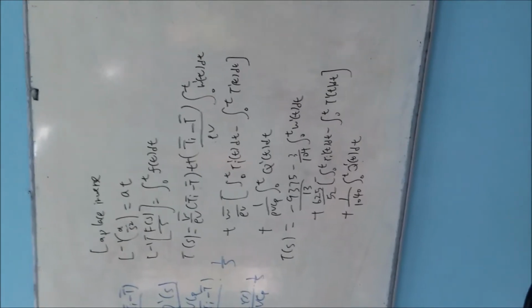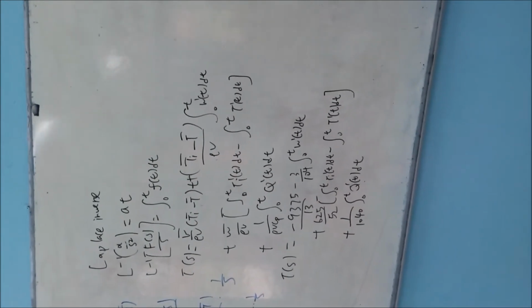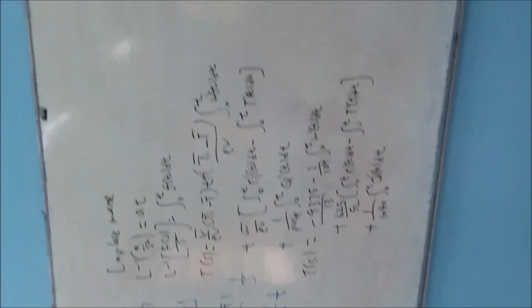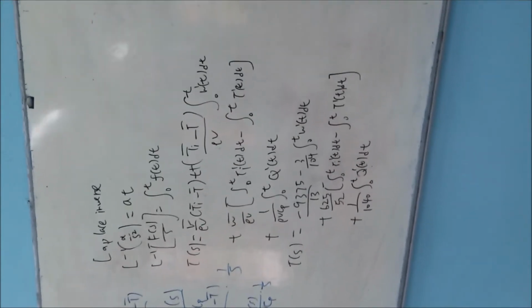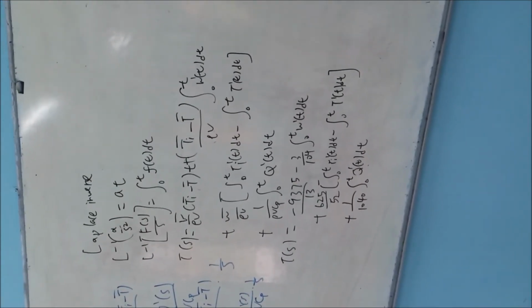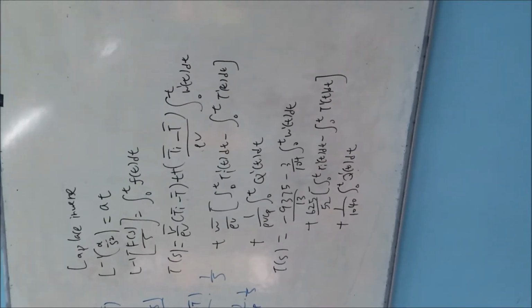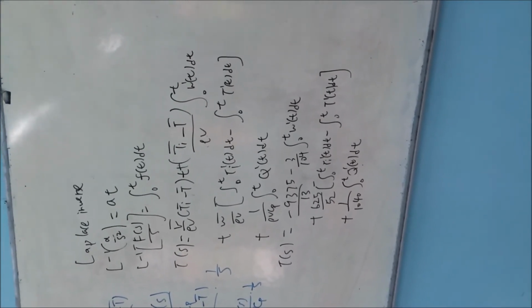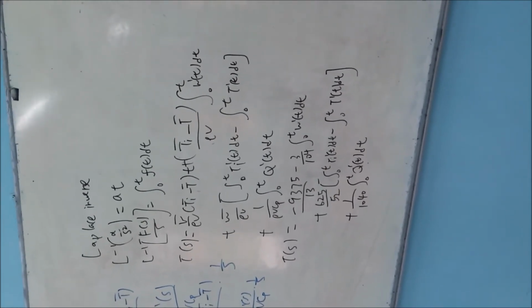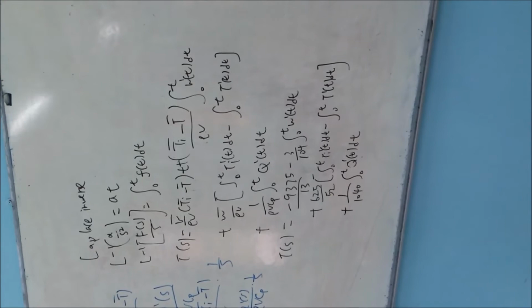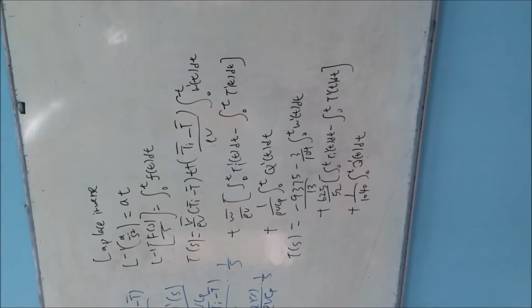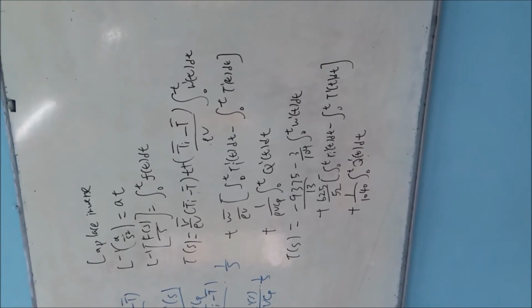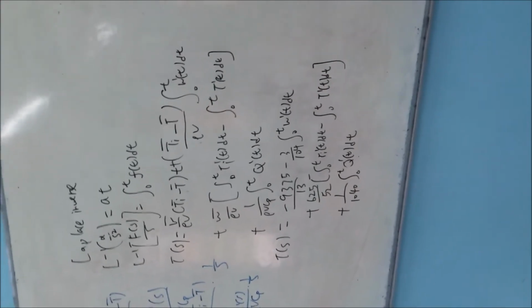Some notes on the Laplace inverse. The Laplace inverse of a over s squared, we will just get a t, and the Laplace inverse of F(s) over s, we will get the integral from 0 to t of f(t) dt. Thus by using it, we will get T(t) equal to w bar over rho v times (t_i bar minus t bar) times t plus (t_i bar minus t bar) over rho v times the integral from 0 to t of w prime(t) dt plus w bar over rho v times the integral from 0 to t of t_i prime(t) dt minus the integral from 0 to t of t prime(t) dt plus 1 over rho v c_p times the integral from 0 to t of q prime(t) dt.